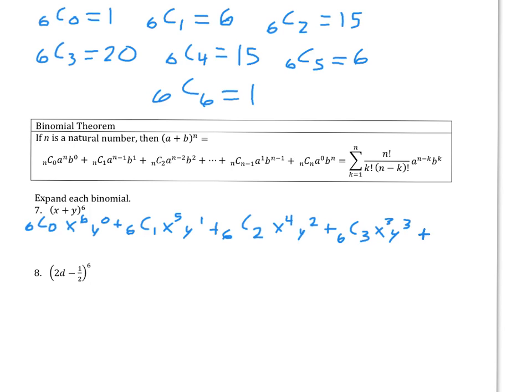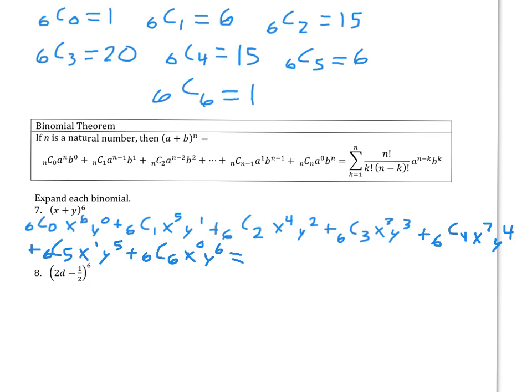Plus, alright, we left off on 6C3, so now we're at 6C4, x squared, y to the 4th, plus now we're at 6C5, x to the 1st, y to the 5th, and one more, 6C6, and x to the 0, y to the 6. Okay, so now I have to simplify this.